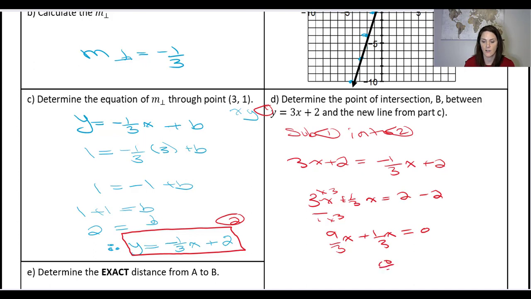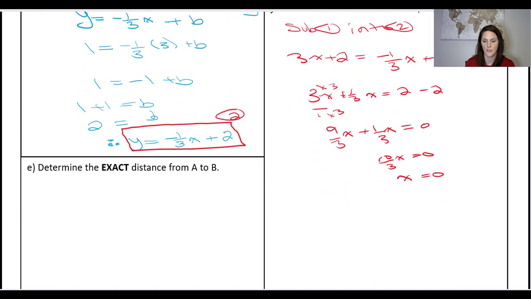So 10/3 x equals 0. If I divide 0 by 10/3, I'm going to get 0. So x equals 0. And we're halfway there. We still need to find the y part of the coordinate. So I'm going to sub x equals 0 back into either equation number 1 or number 2. I'm going to sub it into equation number 1 because there's no fraction to deal with.